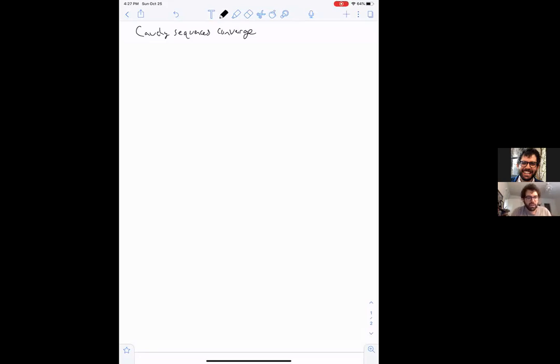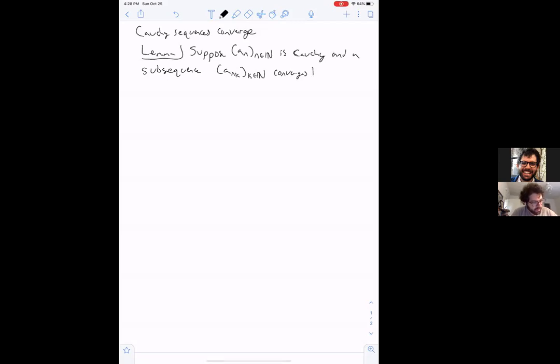Okay, so here is the first lemma. The lemma says that, let's suppose I have a Cauchy sequence, and a subsequence, let's call it a sub n_k, where k is in N, that converges to, let's call it A. Then my original sequence converges to A as well.